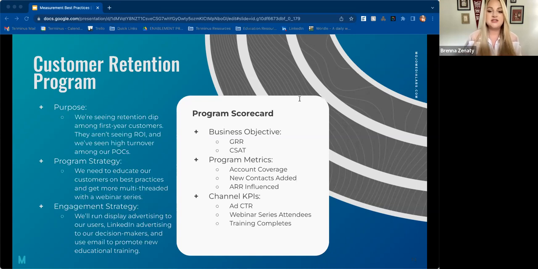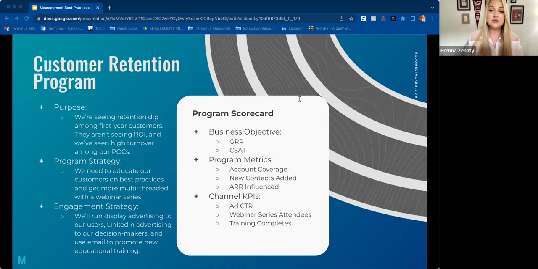So our overall business objective, or metrics that we'll look at here that we're looking to make an improvement on, are specific to gross revenue retention, or even overall retention rate, as well as things like customer satisfaction score, or CSAT. We'll also continue to look at things like account coverage to understand if our target accounts are actually seeing our message that we're putting out there. That's a metric that's just as applicable to customers as it is prospects.